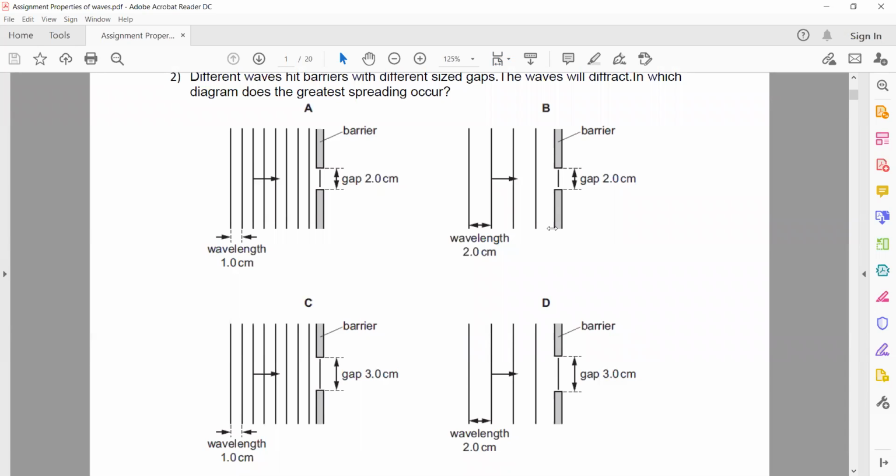Diffraction is maximum when the wavelength is equal to the gap size. So when I draw the patterns, the term maximum diffraction means greater curvature. This is what we observe. This will also be a curve, but a small curve, less. Here only the edges will make a curve. So maximum diffraction occurs when the wavelength is equal to the gap size.